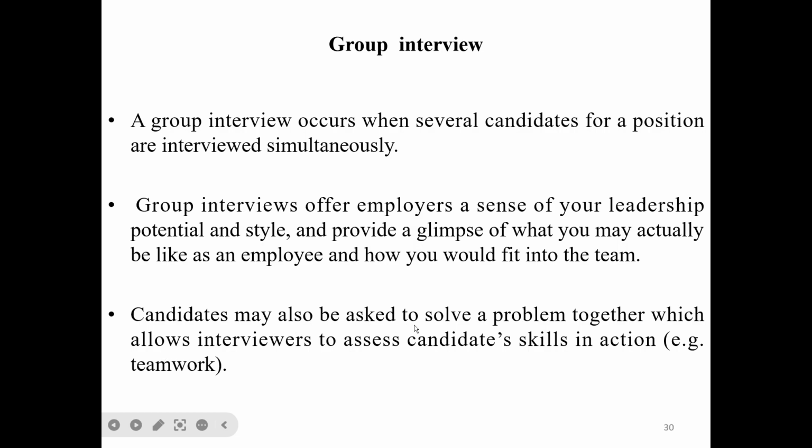The candidates may also be asked to solve a problem together, which allows the interviewer to assess the candidates' skills in action. Basically, teamwork. For example, in a group discussion, one particular topic will be given. They need to talk for and against. For example, even we need to raise our voice.